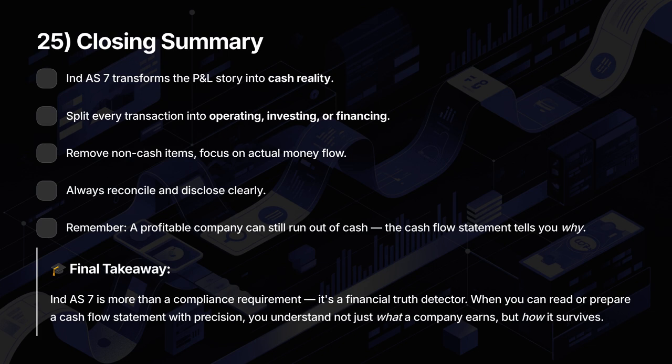End. Closing summary. IND AS 7 turns accounting profit into cash reality. Classify transactions into operating, investing, or financing. Exclude non-cash items from cash calculations, but disclose them. Reconcile opening and closing cash, and disclose policies and non-cash movements. Remember, a company can be profitable yet cash poor. The cash flow statement tells you why.